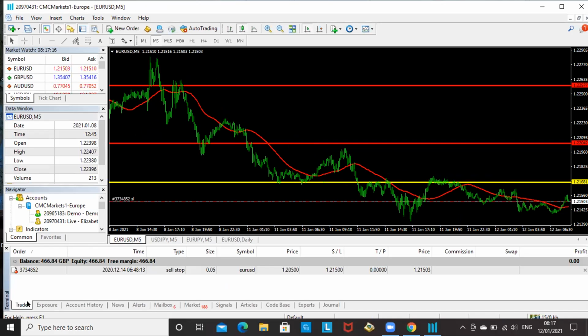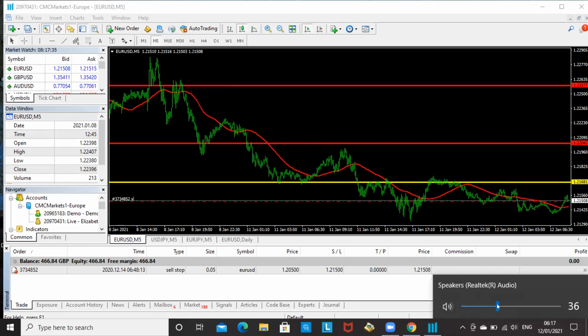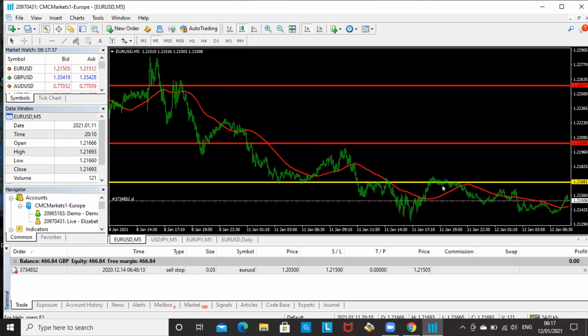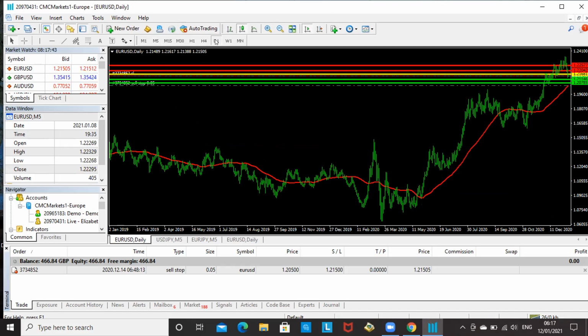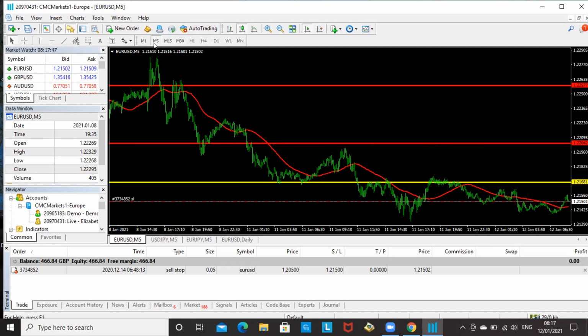Now, sometimes, not all the time, but sometimes when you go from one day to the next, like you said, the pivot point lines are not reset well. So one of the ways you can refresh your platform is to go to D1. So click on D1 and then go back to M5. That's a way of refreshing your pivot point lines first thing in the morning, just in case.